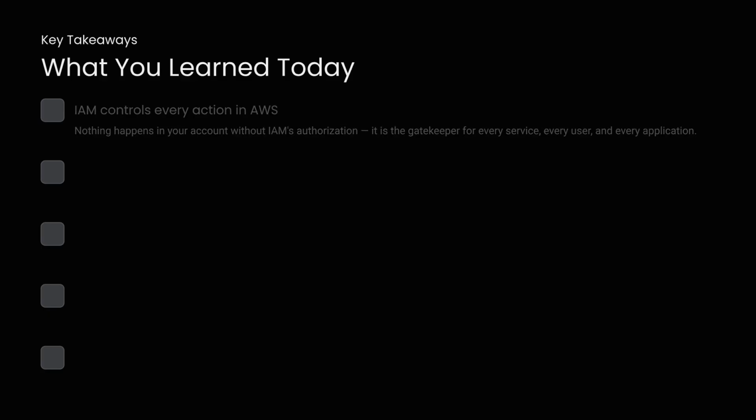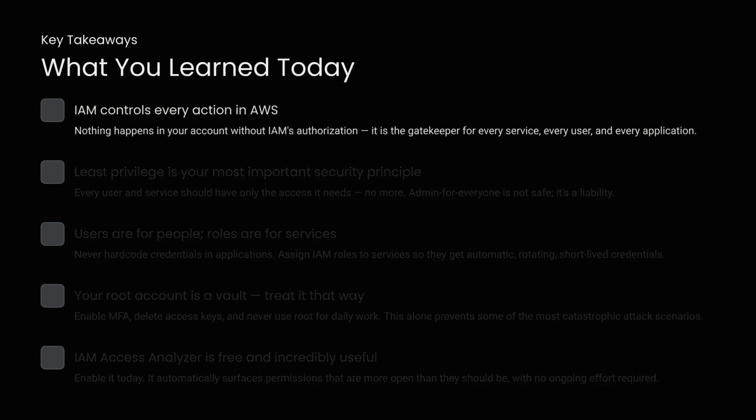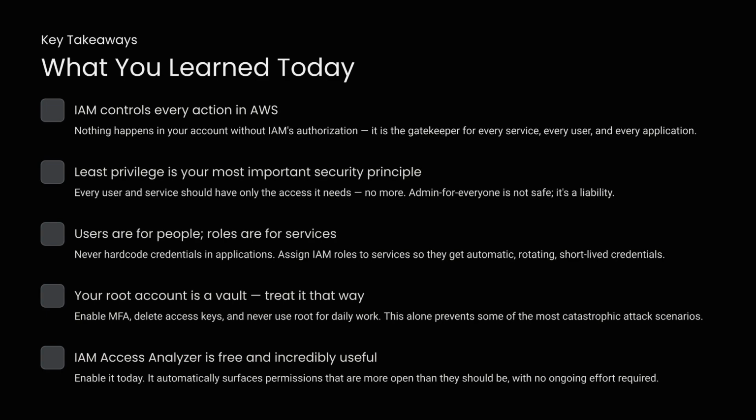We've reached the end of this video. Here are the key takeaways. IAM controls every action in AWS. Nothing happens without its authorization. Remember that least privilege is your most important security principle. Only grant the access that is absolutely necessary.